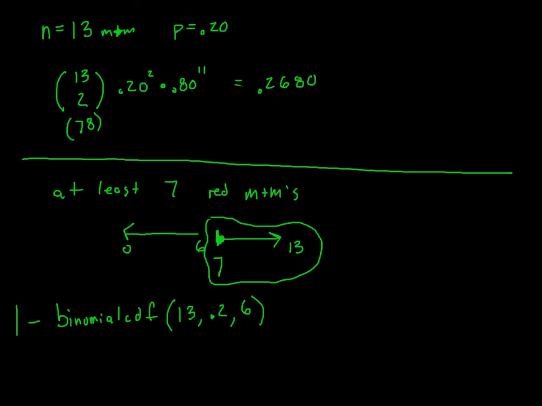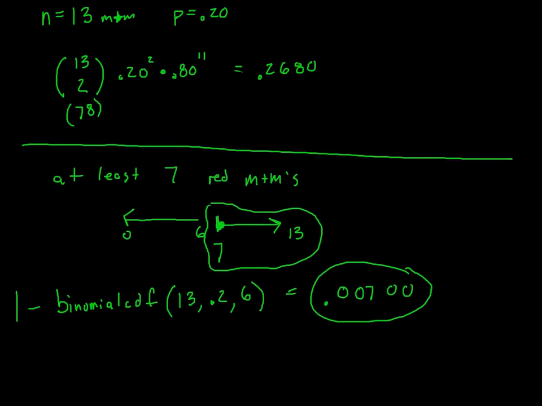And this probability, once I do 1 minus that, is 0.00700. So very, very low chance. So the probability of me finding 7 or more red M&Ms out of 13 is extremely rare. It's probably not going to happen. It would be very, very unlikely.